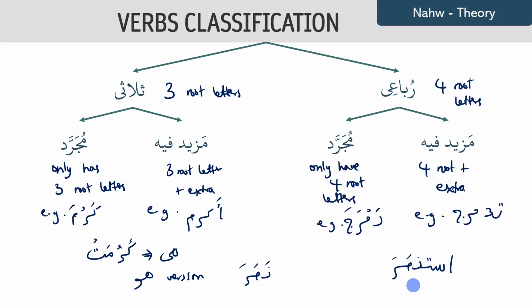But the key thing is that to figure out if a word is mujarrad or mazid fihi, you're just gonna have to look at the huwa version of it, so the wahid mudhakkar ghaib sigha, and that will tell you if that word has only 3 root letters or extra root letters, and very rarely you will have 4 root letters and then 4 root letters plus extra.